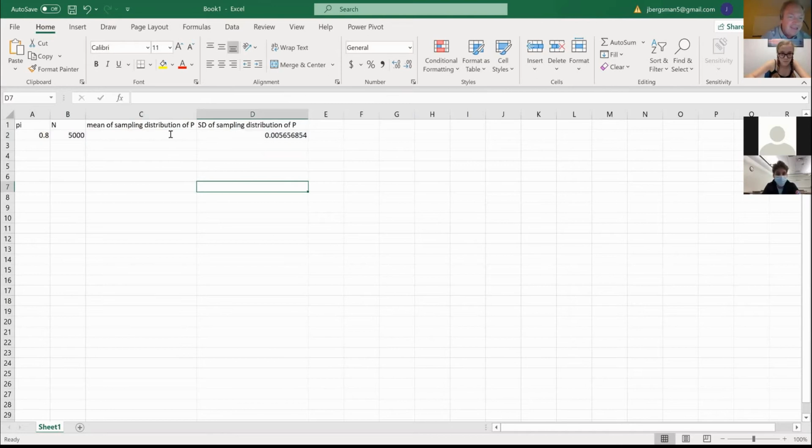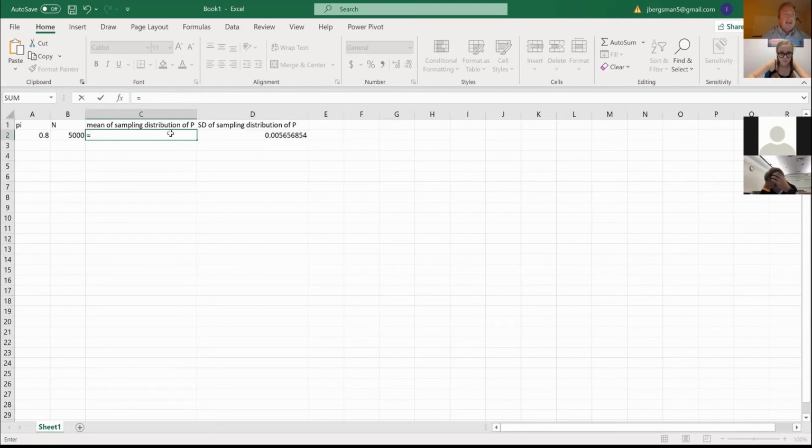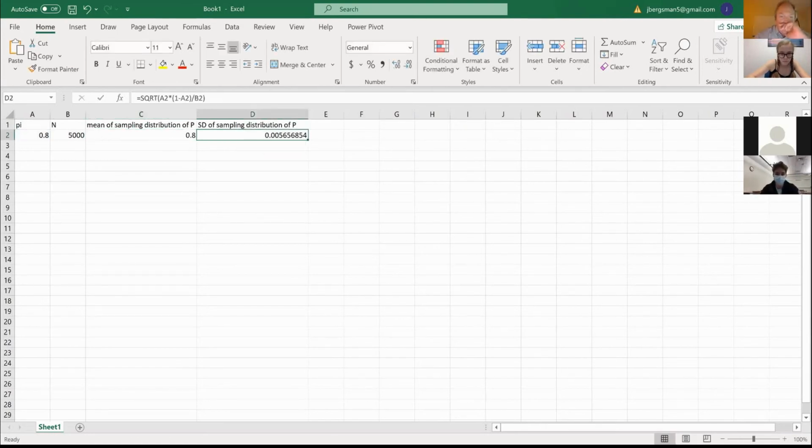Okay, that's equal to A2, right? And C2 you want to be equal to A2, because the mean of the sample percentages is the population percentage. Okay. So was that the problem? I think I entered the wrong thing. Ah, okay. Try that and see, okay? And we will wait. We'll see.